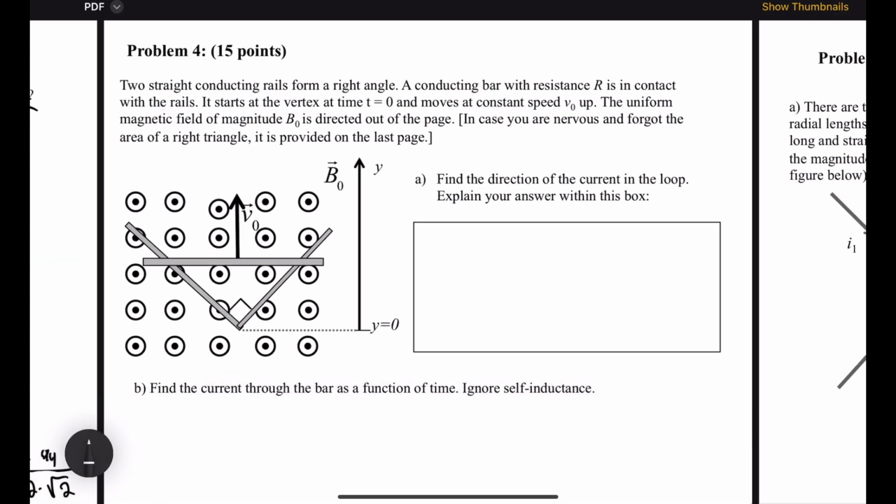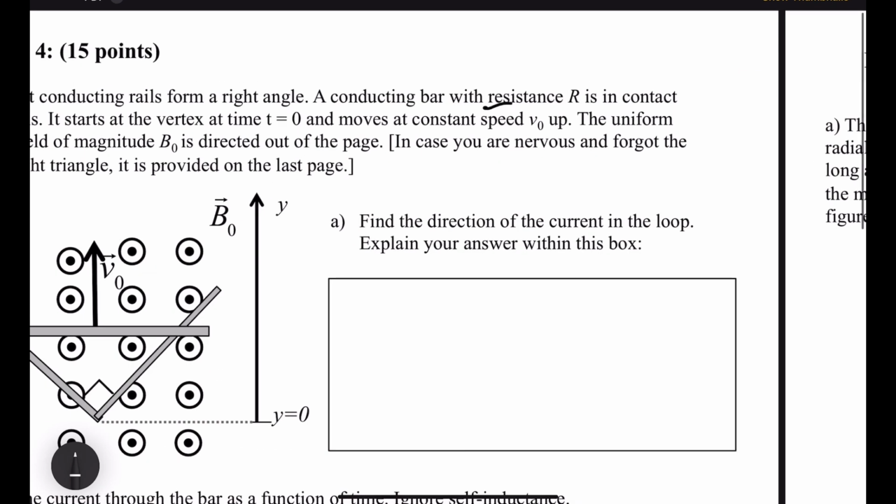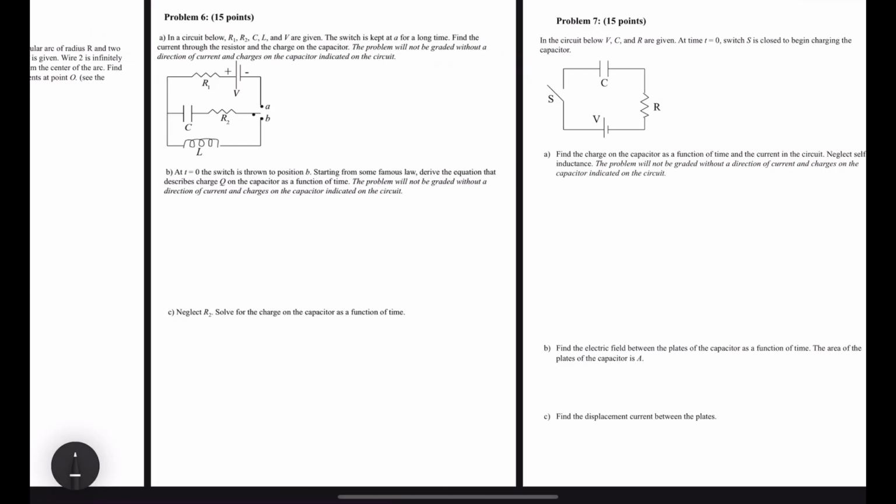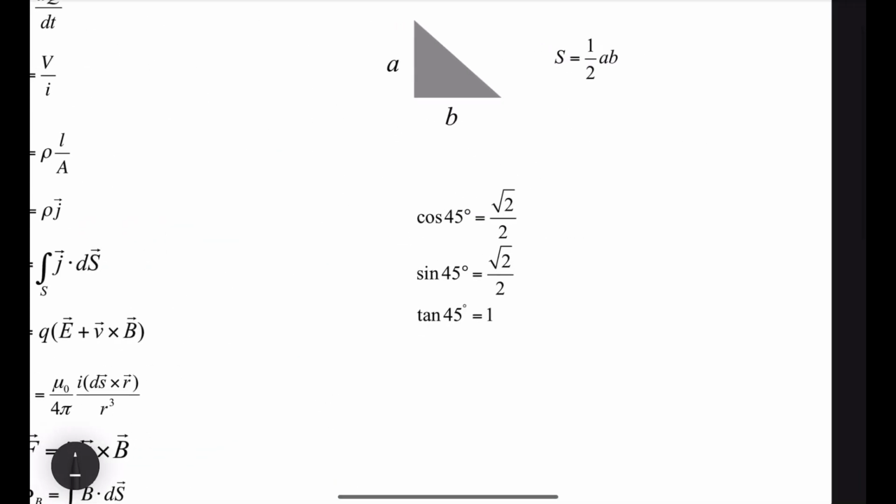Now number 4, 2 straight conducting rails form a right angle. A conducting bar with resistance R, so the bar has resistance, is in contact with the rails. It starts at the vertex at time equals 0 and moves up at a constant speed of v0. There's a uniform magnetic field of magnitude B0, which is directed out of the page. And it gives us the formula for the area of a triangle in the back over here, just in case you forgot, as well as the cosine 45 and all these others, which we are going to use right now.